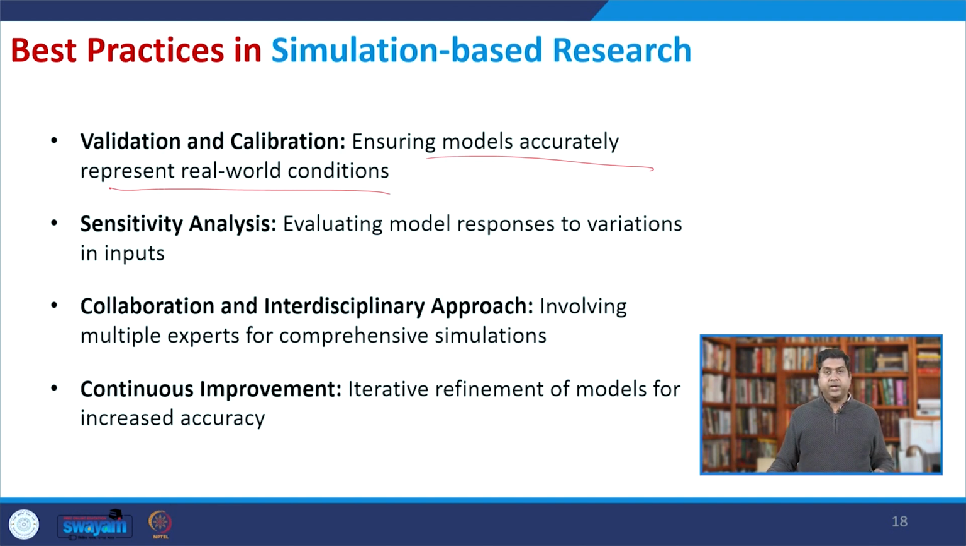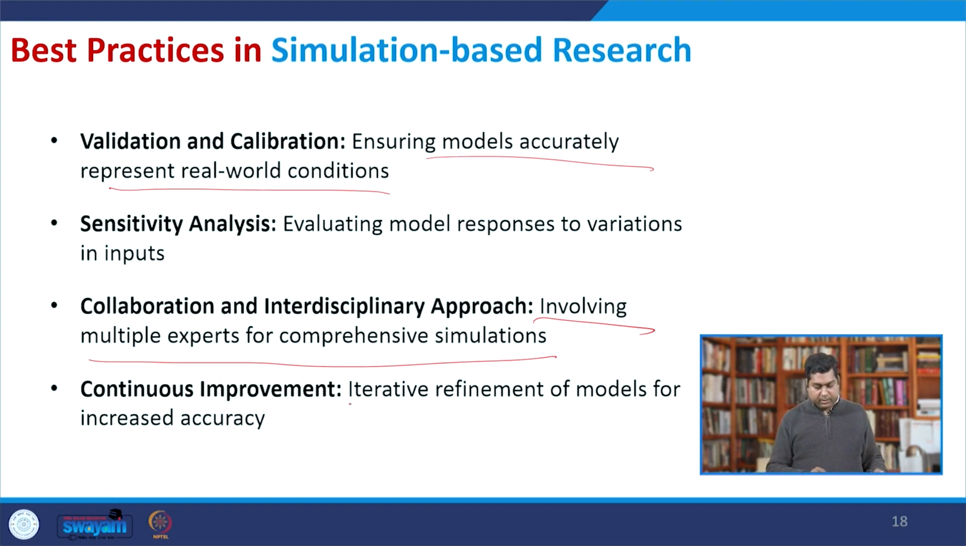Collaboration and interdisciplinary approach, so involving multiple experts for comprehensive simulations, because for a city-like simulation you need different sorts of expertise, for example in water infrastructure. Somebody is good at doing this for the traffic, so maybe you need a collaboration so that it covers the whole system, because one may affect each other in certain conditions, so it can give you a better comprehensive result once you collaborate.